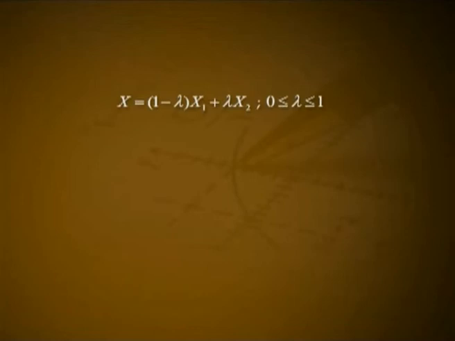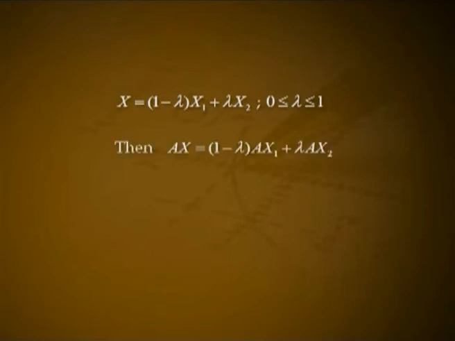Proof. Let x1 and x2 be two feasible solutions, then x1 ≥ 0, x2 ≥ 0, and Ax1 = b and Ax2 = b. Consider any convex linear combination of x1 and x2. Let x = (1 − λ)x1 + λx2 for 0 ≤ λ ≤ 1.